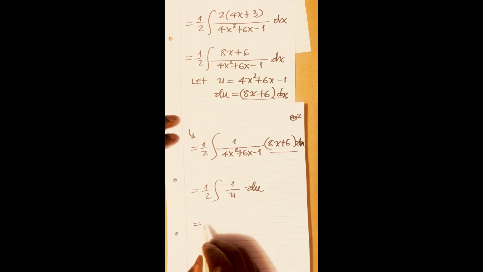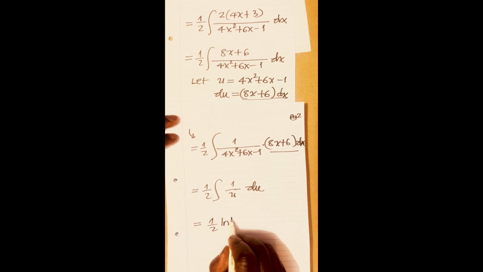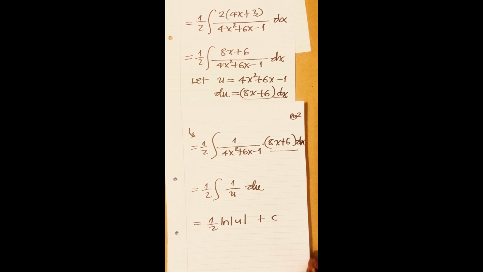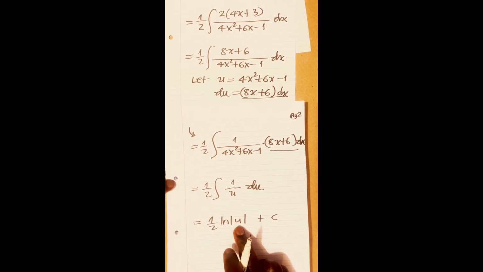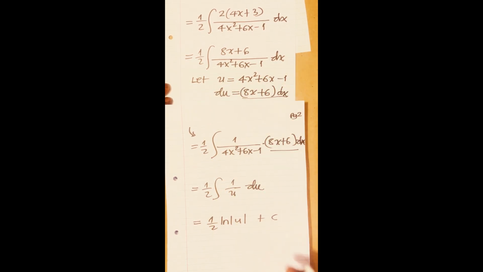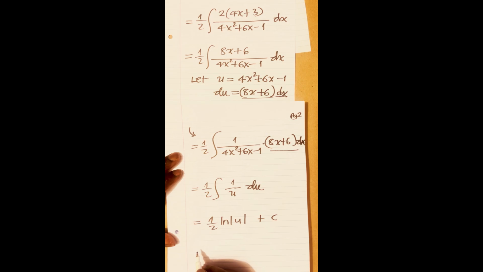Now you'll agree with me that this is just half times the natural log of u, plus the constant of integration. Now we have to revert to variable x because we have variable u here. The connection between u and x is u = 4x² + 6x − 1. So this is the same as half times the natural log of (4x² + 6x − 1), plus c.